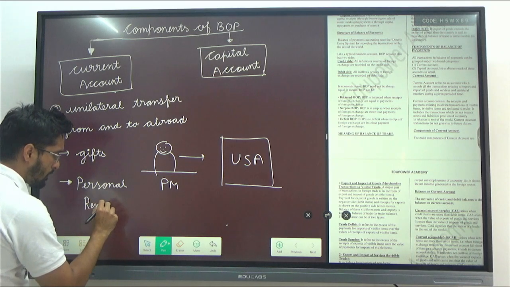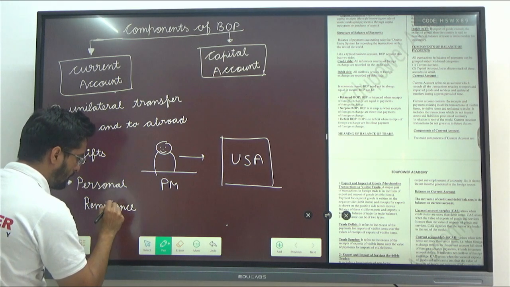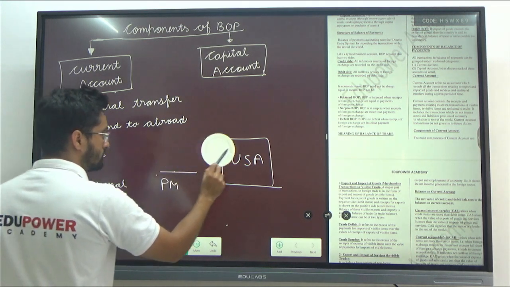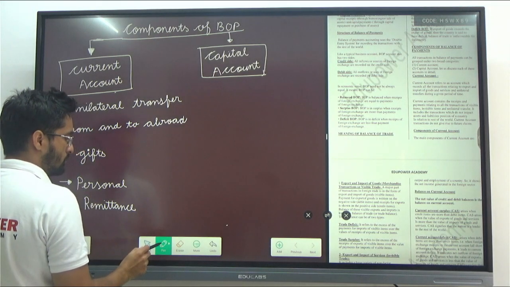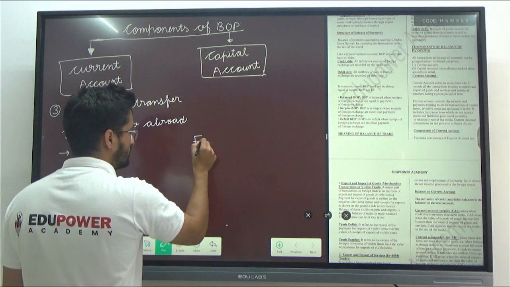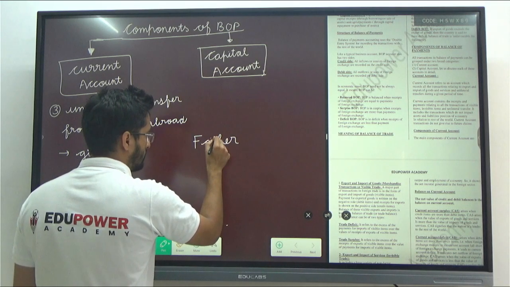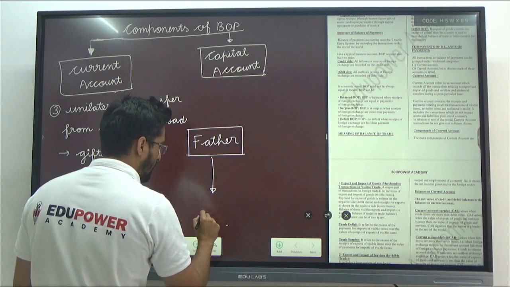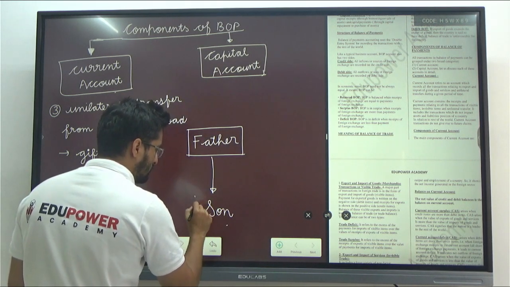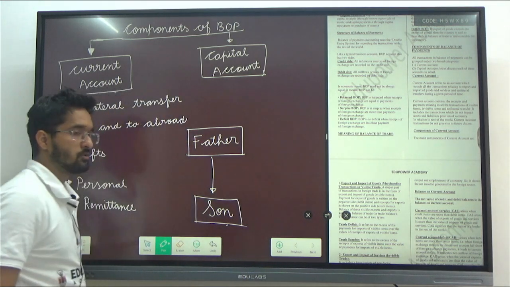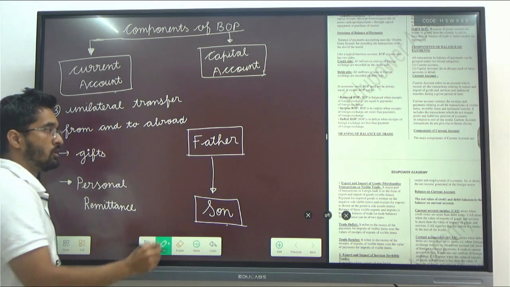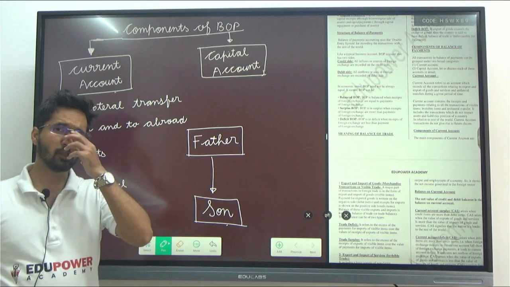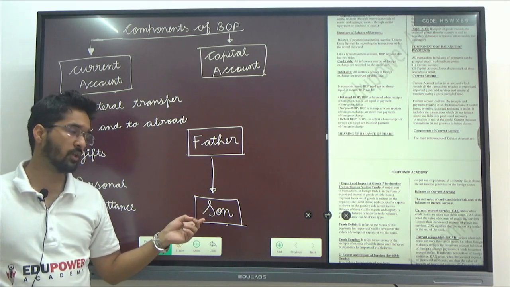Personal remittance. What is personal remittance? Suppose there is a father and there is a son. Now this son is settled down in USA. Okay, he has got a very good job in USA.